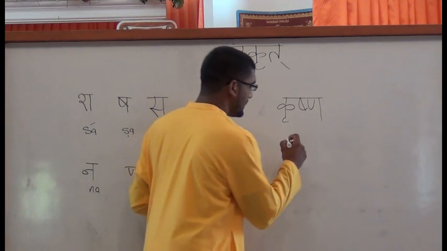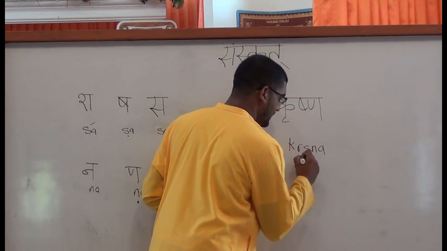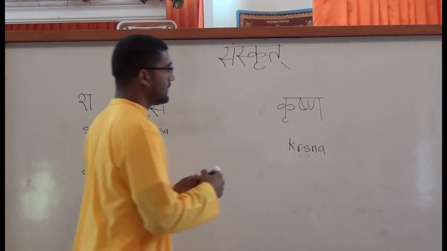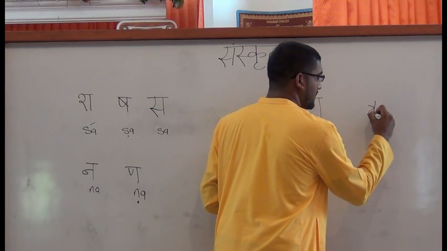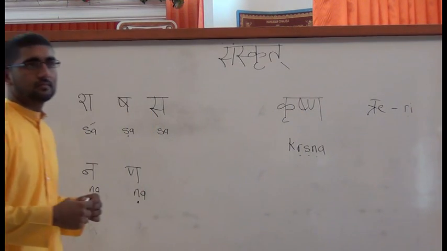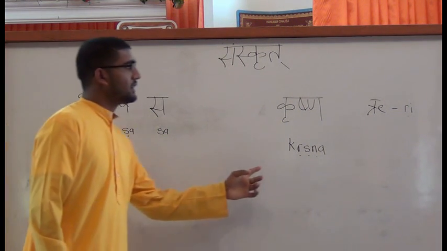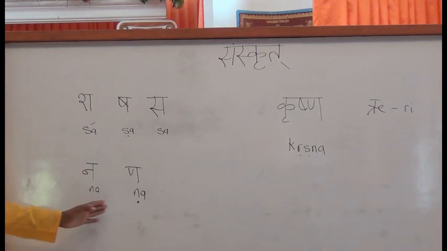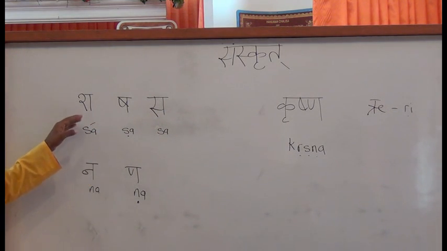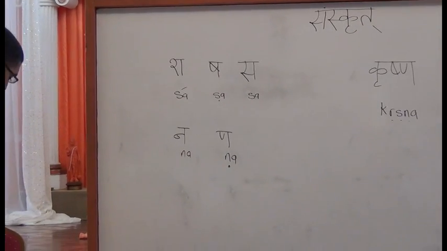That's how it's written. So when you see this, it just means these things: sa written normally, sha written with a dot on it, and sha written with a little hala. Right?